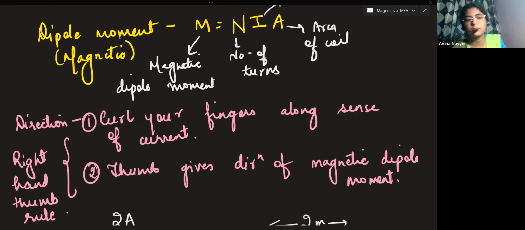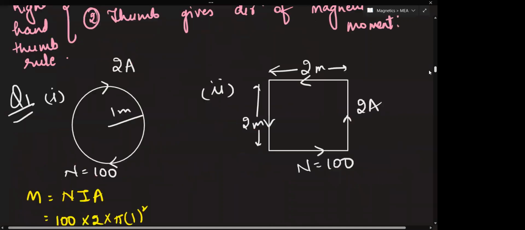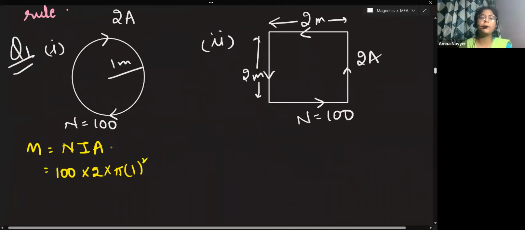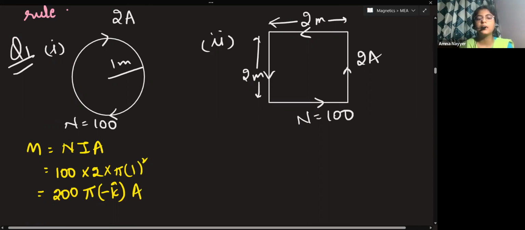So this will be pi r square, so this is 200 pi. Now direction, it is clockwise, so it will be inwards. Inwards is basically minus k cap. One more thing, the SI unit: for current it's ampere, for area it's meter square. That's for the first part.